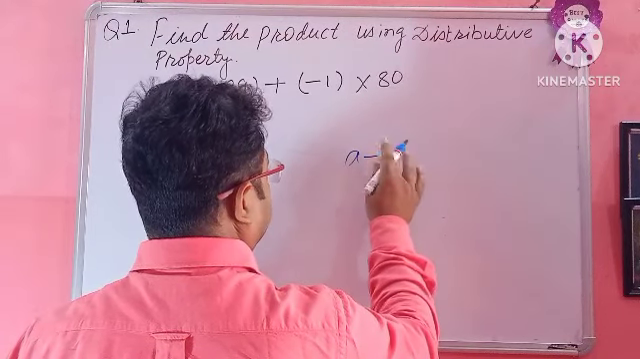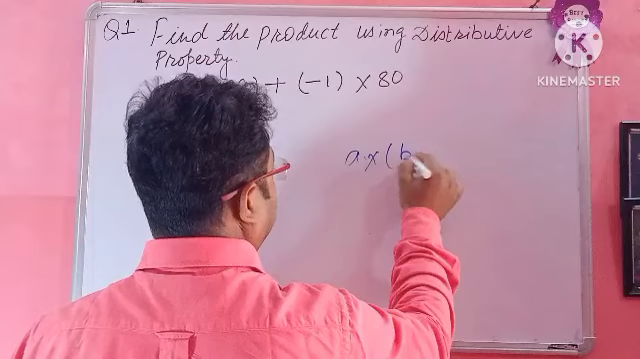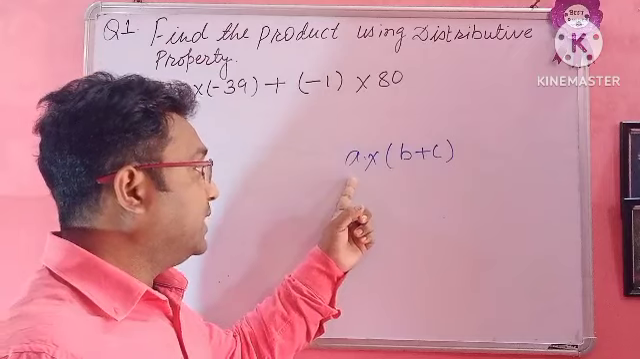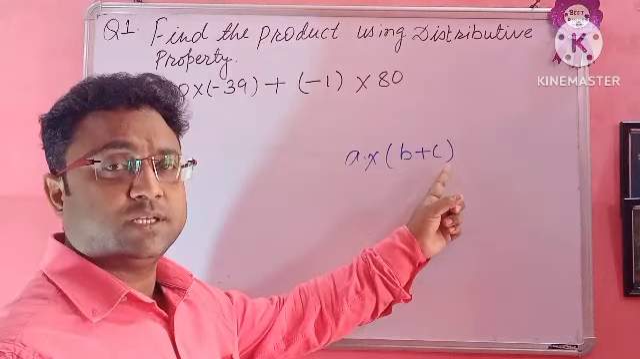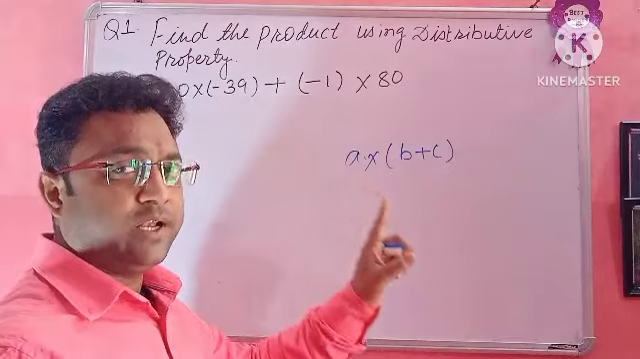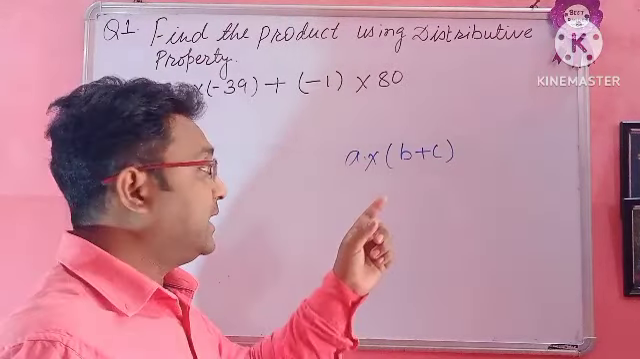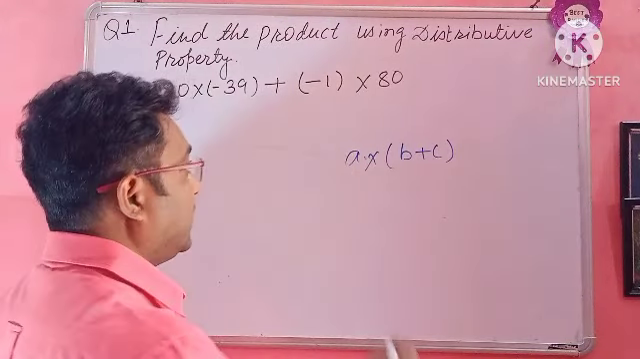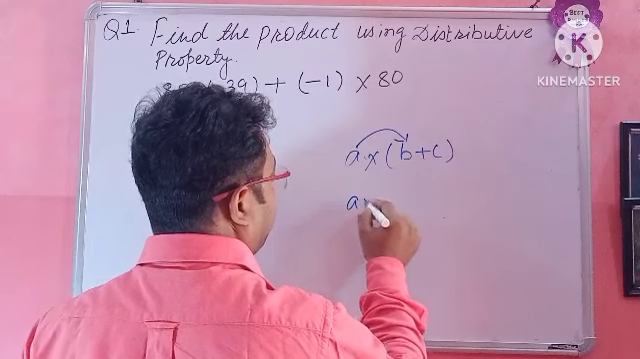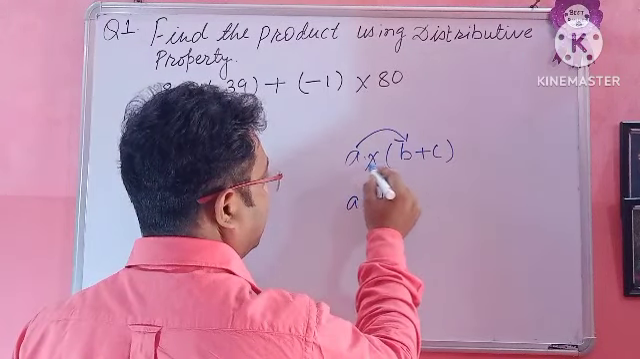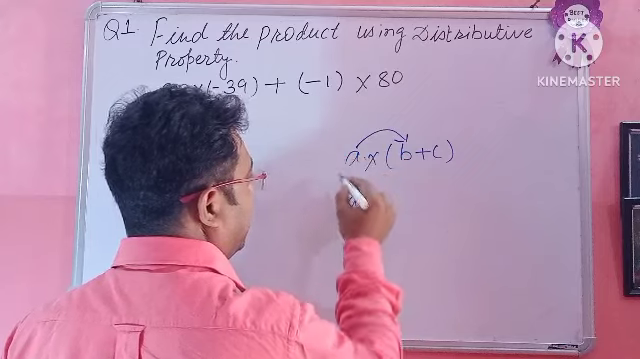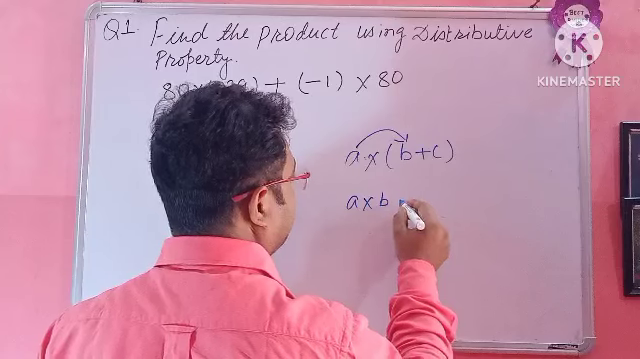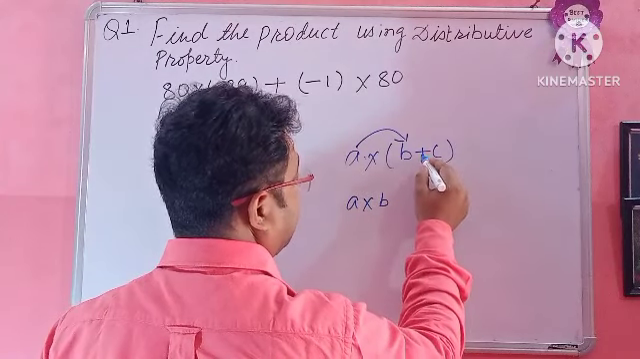The distributive property is this: A multiply (B plus C). You can see here that A is multiplying with B as well as with C. If we have values of B and C, we can get the sum of B and C, and that sum will be multiplied with A. So individually we can multiply and write it like this: A multiply B. Here B has a plus sign and A also has a plus sign, so we will not put any plus sign.